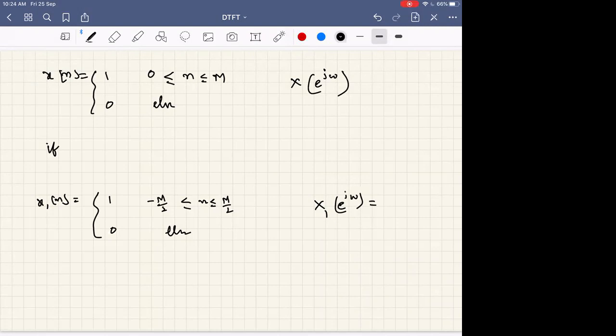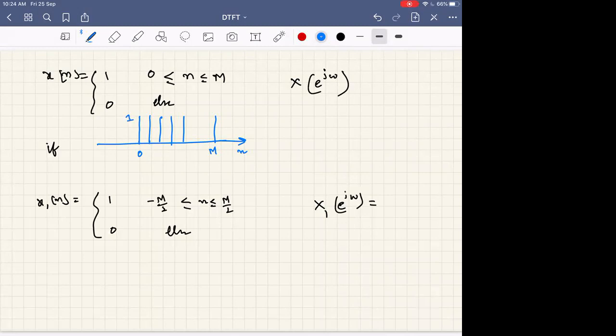There is a delay between them. If you see this, I will try to sketch it here. So this is x of n. These are all discrete signals, but excuse me if I sometimes draw them as analog just for simplicity. Let this be like this, from 0 to m. How many samples are there from 0 to m? M plus 1 samples are there.